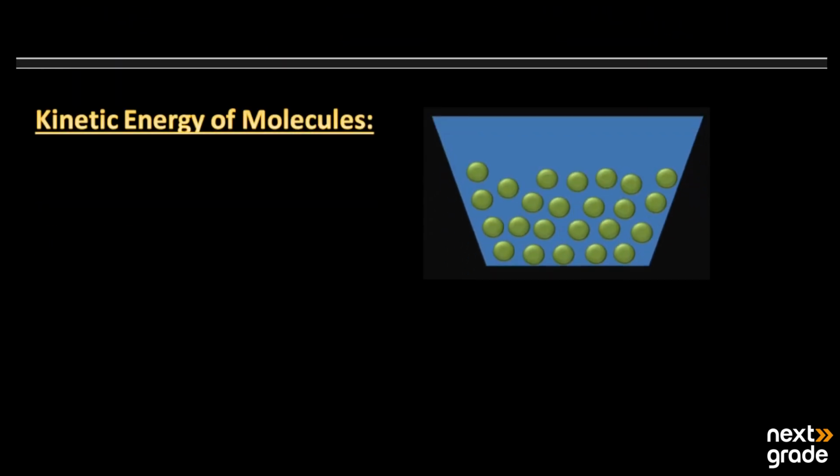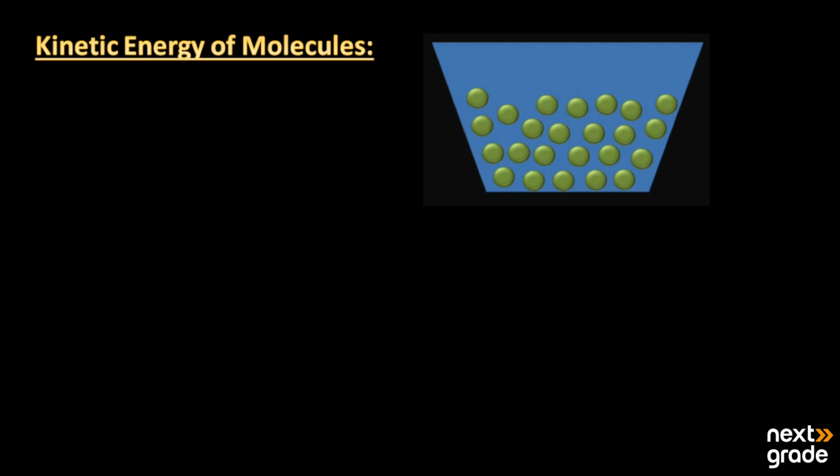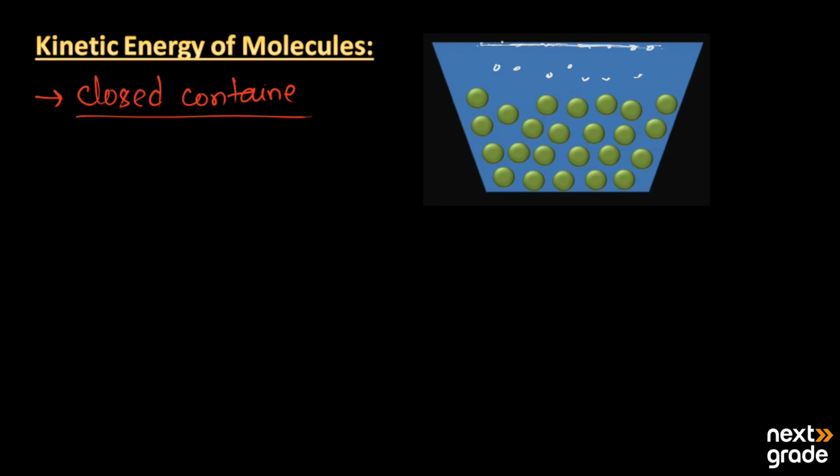Next we have the kinetic energy of the molecules, and how it is related to the vapor pressure. Basically, when we place any liquid in a container, and the container must be a closed container, the molecules that convert into the gas phase start to gather over the surface inside the closed container. When there are a lot of molecules there, they start to exert pressure on the container. This pressure we call the vapor pressure.